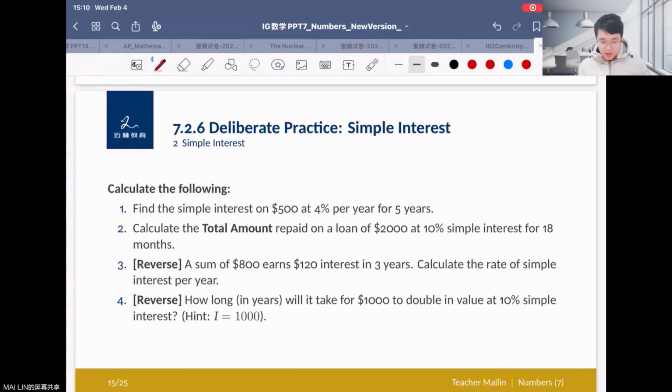Okay. So here it is: find the simple interest on $500 at 4% per year for 5 years. For this problem, we can just use the formula, right? We use the base in US dollars right here, and then times the rate of 4% per year. So for each year, you gain about 500 times 4%, right? And for 5 years, you can just times 5. That means the total amount of the money. That is for the first problem.